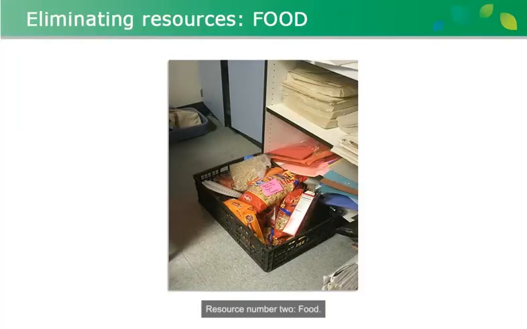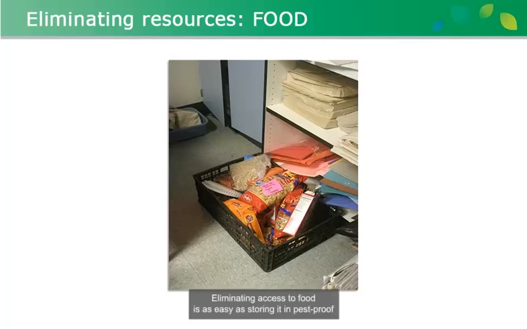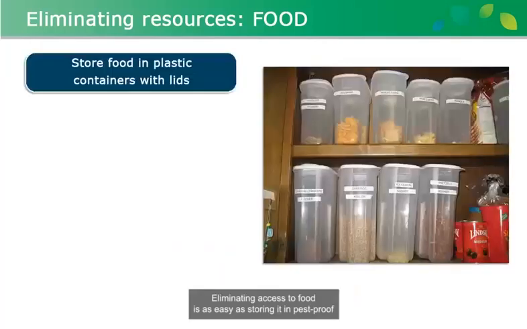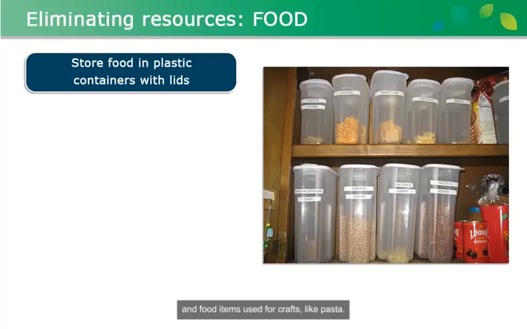Resource number 2, food. Eliminating access to food is as easy as storing it in pest-proof containers and making sure food is properly disposed of. Store food in hard plastic containers with tight-fitting lids. This includes personal snacks you might keep in your desk and food items used for crafts like pasta.